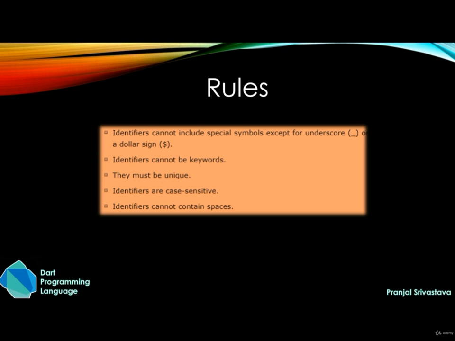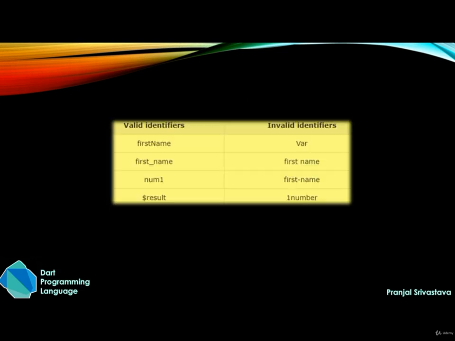These are some examples of valid identifiers and invalid identifiers. You can write firstName like this, then num1 and $result. These are valid identifiers. Here the V is capital, that's why it is valid. Invalid identifiers: here is a space, here is a hyphen, and an identifier cannot start with a number. So these are our invalid identifiers.